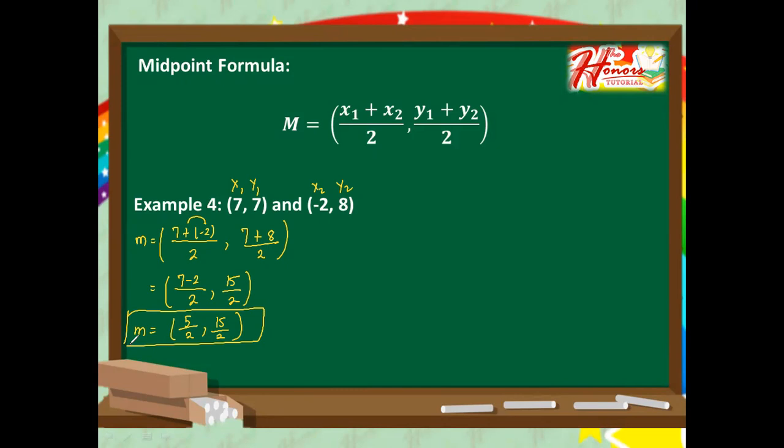I hope that you have learned something today about the midpoint formula. Just be careful in substituting and looking for x sub 1, x sub 2, y sub 1, y sub 2. Because once your values are incorrect for x sub 1, y sub 1, x sub 2, and y sub 2, automatically your answer at the end will be incorrect also. So be careful with that and also with your signs.